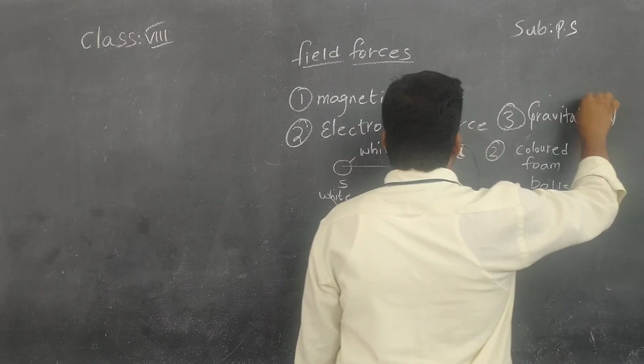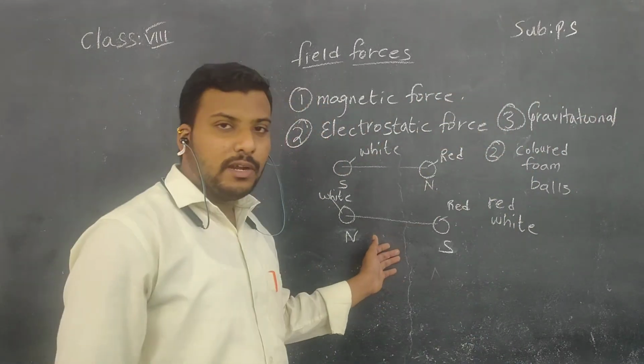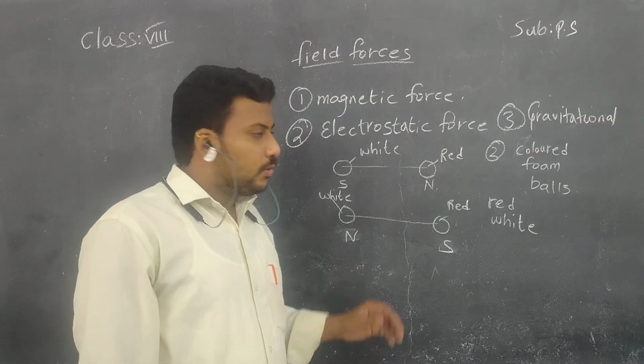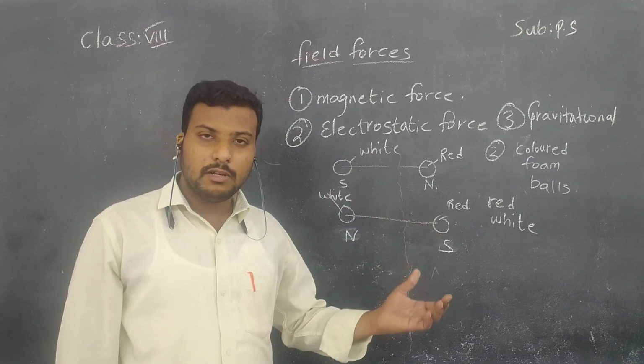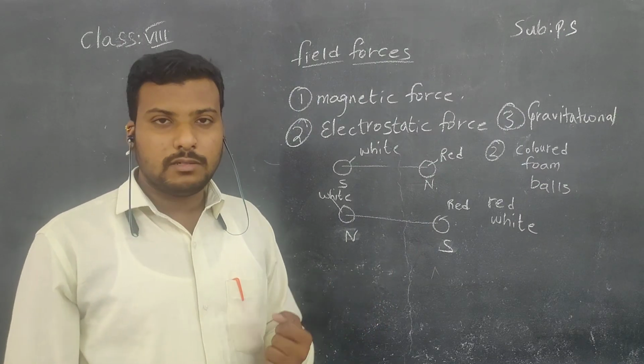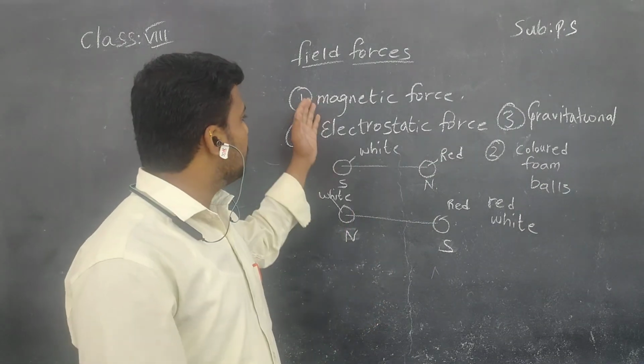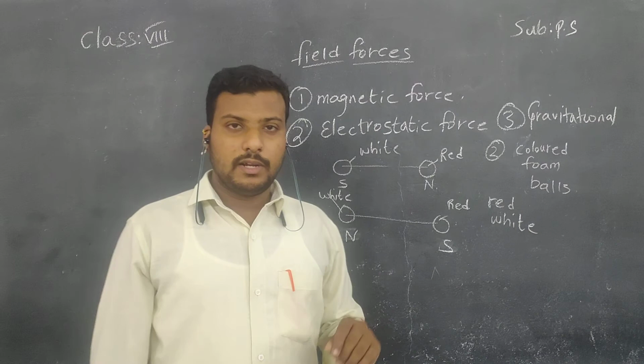So, children, by the magnetic force, what you have understood is that by this you can understand that like poles repel each other and unlike poles attract each other, children. So, we'll discuss the next two forces in our further classes.